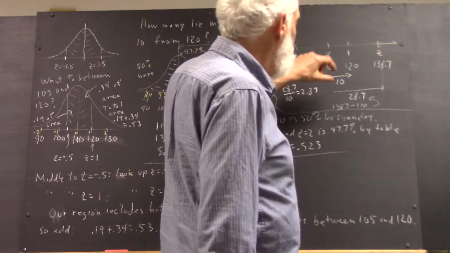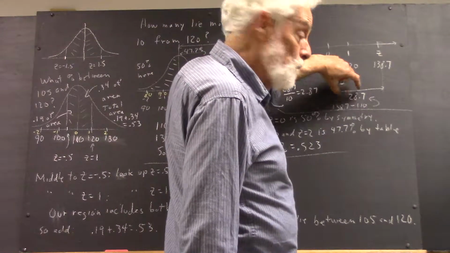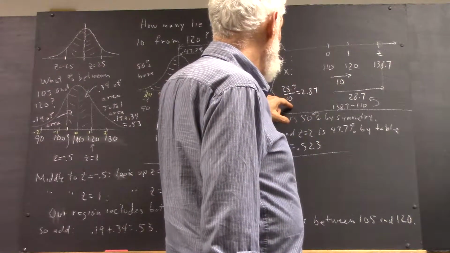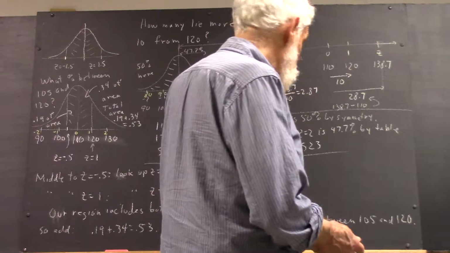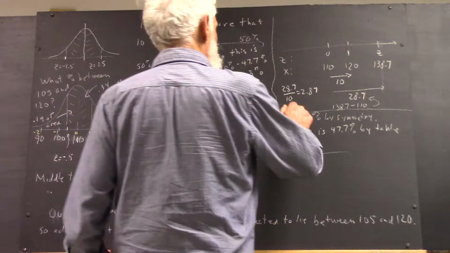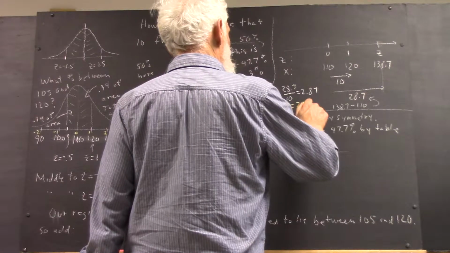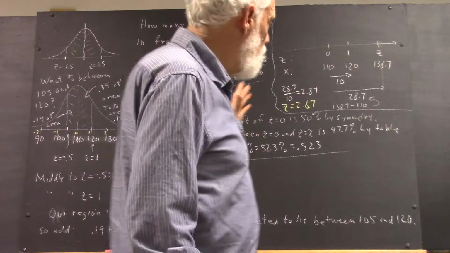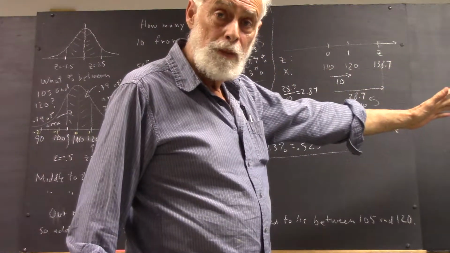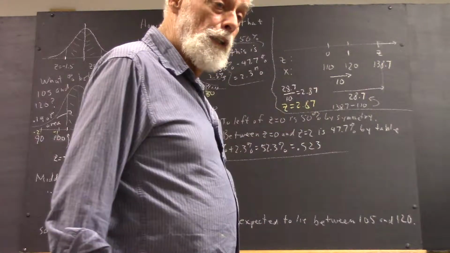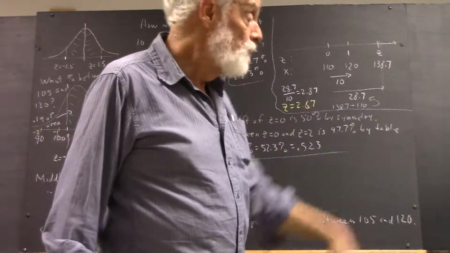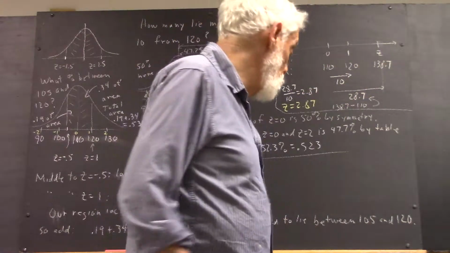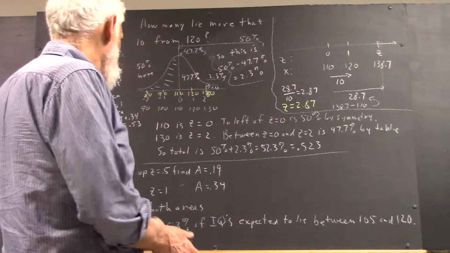If we want to know how many of these are in this, what do we do? We divide this by this. So we divide 28.7 by 10, get 2.87. Z equals 2.87. We divide how far we are from the mean by the standard deviation, and we get how many z's we are. Because again, the standard deviation corresponds to 1z. So hopefully that makes sense to you.